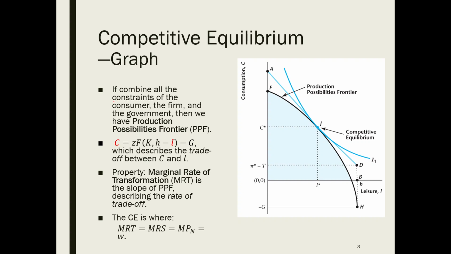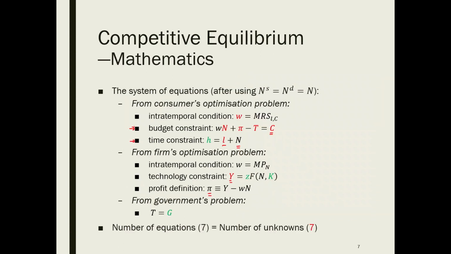A popular way of combination is to combine all the constraints of the consumer, the firm, and the government to form a production possibilities frontier, or PPF. I will leave the job for you to derive the PPF. Here is just a tip for you. When you combine the 5 constraints, you reduce the number of unknowns too. So it is basically substituting out other endogenous variables like n, pi, t, and y. Only keep 2 essential endogenous variables, c and l, which are the 2 inputs of the utility function.